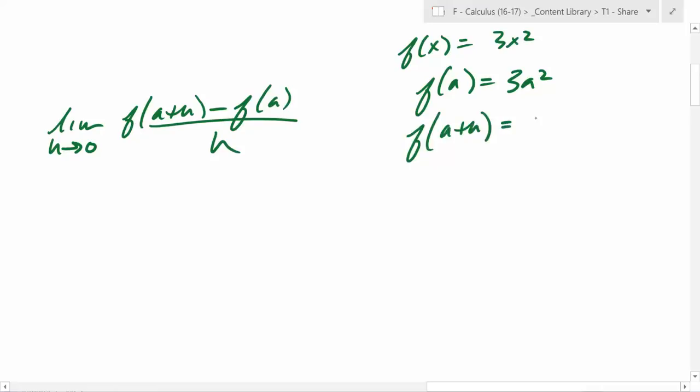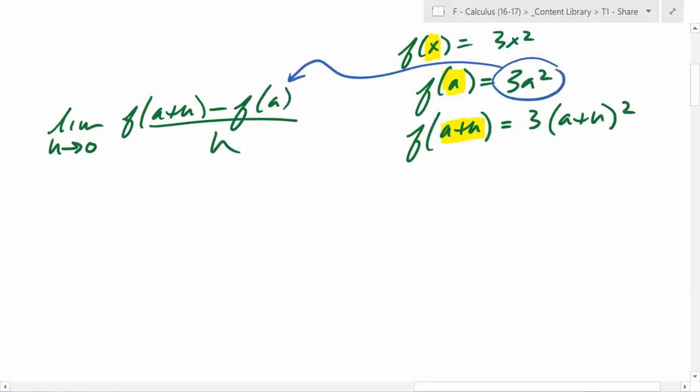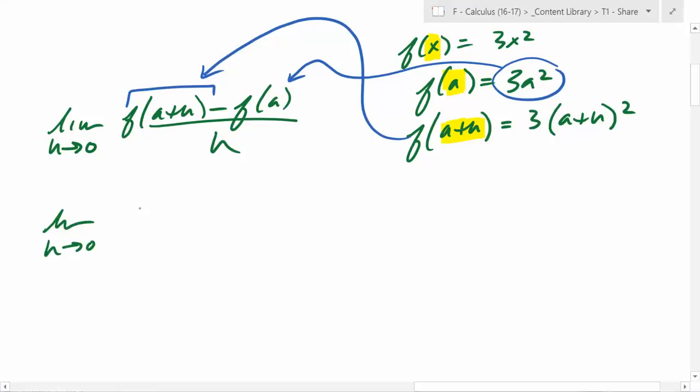Where do you plug in the a plus h? You plug it in for the x. You take a plus h, and where do you plug it in? The x value. So let's plug that in, and what do we end up with? 3 times a plus h squared. So what do we do now? We take these values, we take 3a and plug it in there, and we take this one and plug it in there. Let's see what happens. The limit as h goes to 0 of, what is it? 3 times a plus h squared minus 3a squared, all over h.